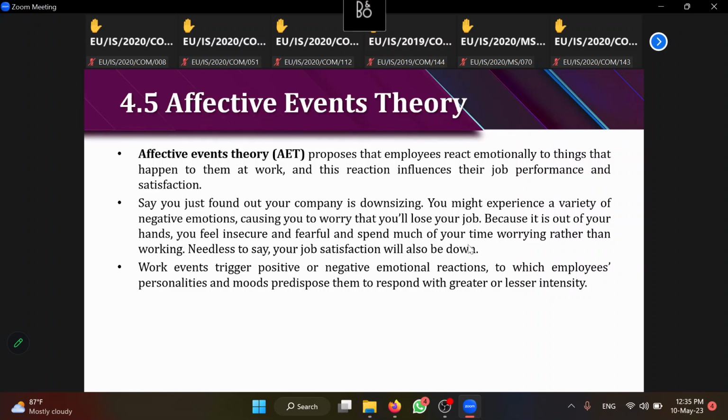Say you just found out your company is downsizing. For example, you are working for an organization, and when it comes to the situation of Sri Lanka, maybe even the global situation, many companies are going for downsizing and laying off many of their employees because of escalating costs. In order to reduce cost as a cost-cutting strategy, organizations are going for layoffs.